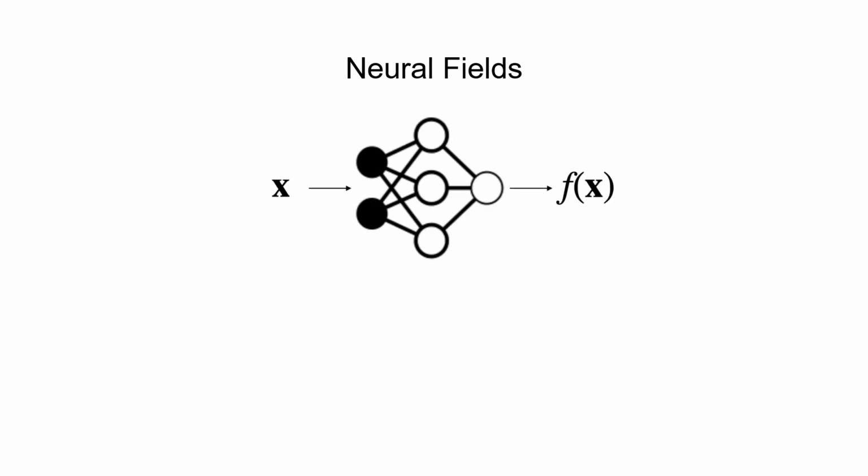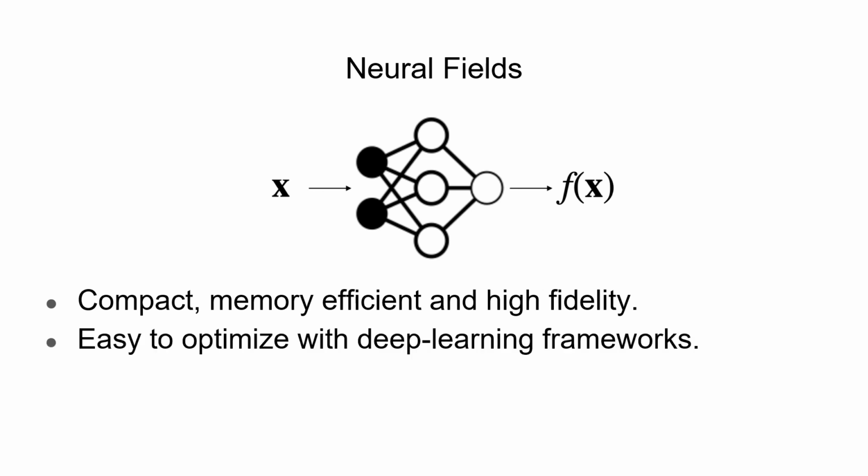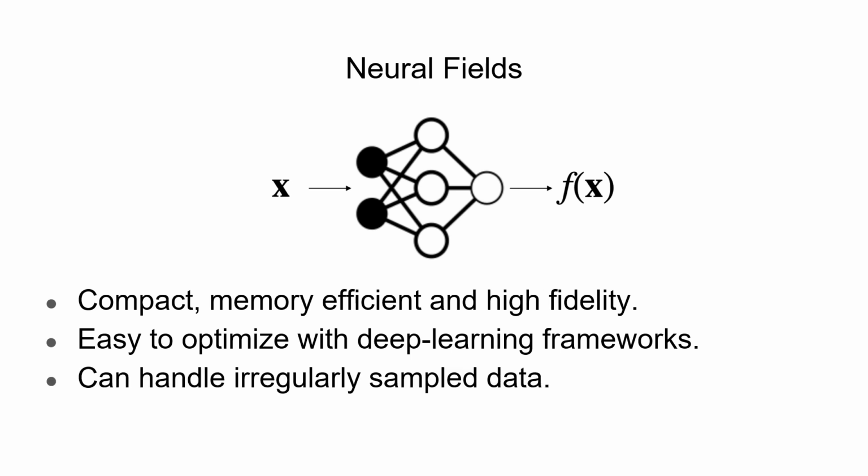And so what is a neurofield? A neurofield is a neural network that takes spatial coordinates and outputs the value of a signal at those coordinates. Recent work has shown that neurofields can represent a variety of signals, showing that such representations are compact, allowing sampling at arbitrary resolution, memory efficient, and can also represent signals with high fidelity. They are also easy to optimize and can handle irregular sample data well.